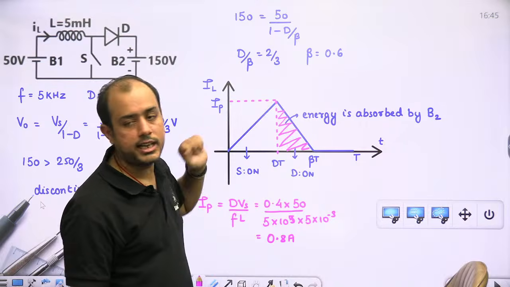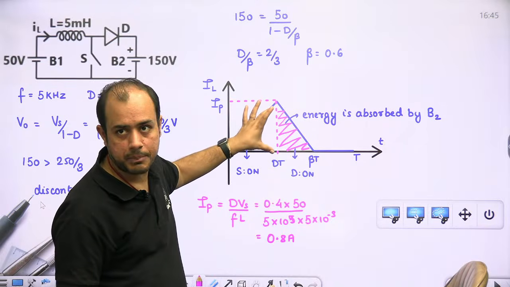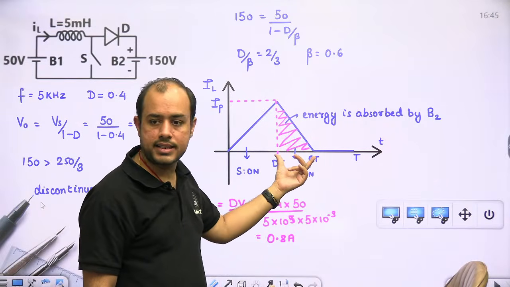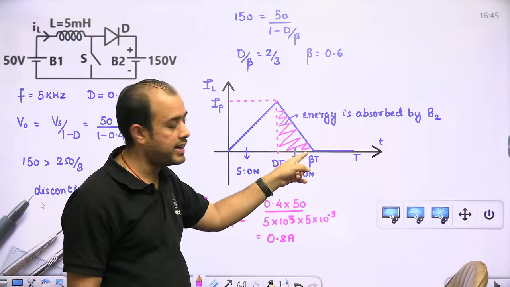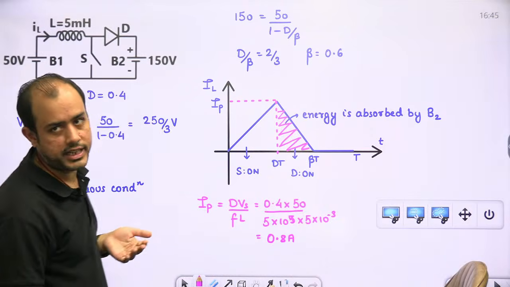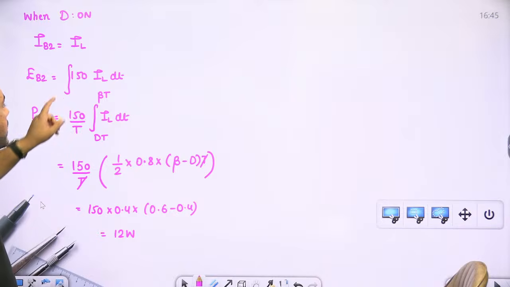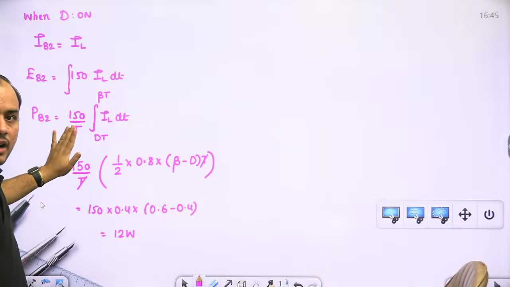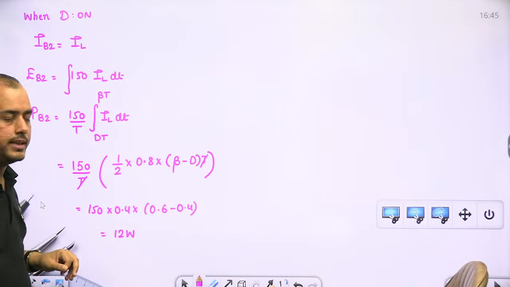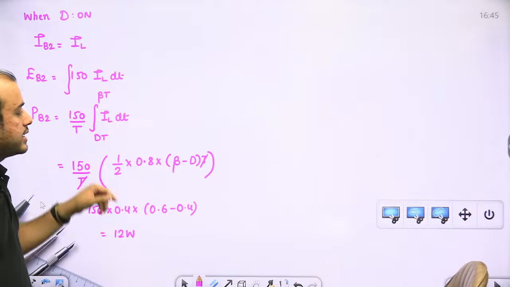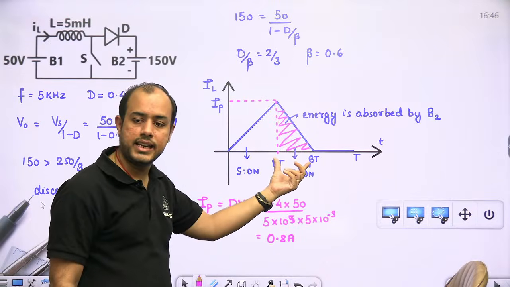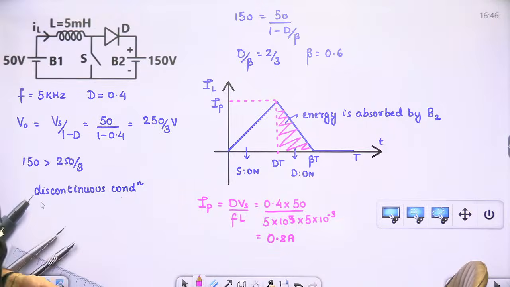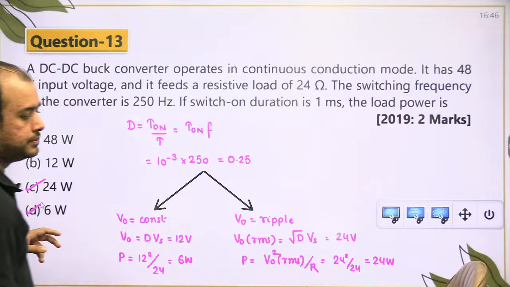For this triangle, I need peak. Peak current is nothing but the ripple, dVs by FL. Now during this time, battery is taking energy, but because current is variable, energy or power is variable. So for finding the power, first I find energy, V I dt. For finding power, I divide by the total time period T. Now V is constant, it is taken outside. I have to take the area only from dT to beta T because only during this time energy is taken by battery B2.